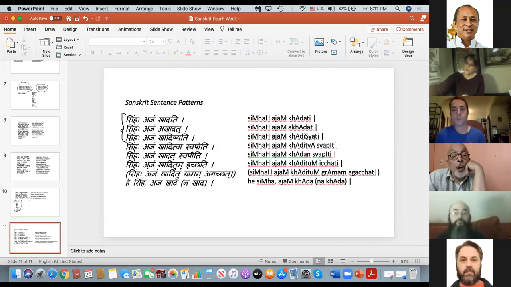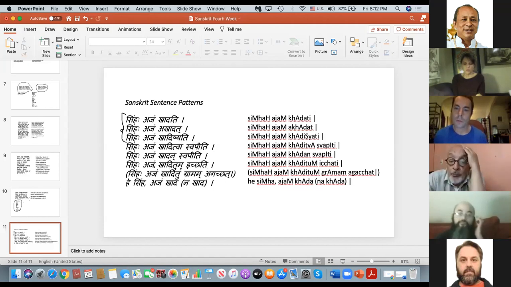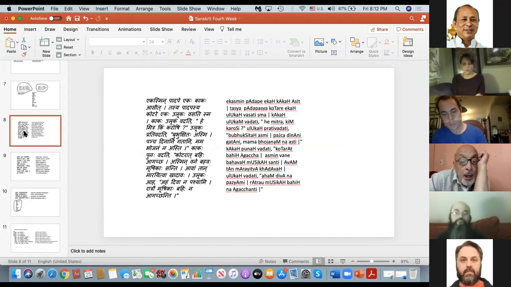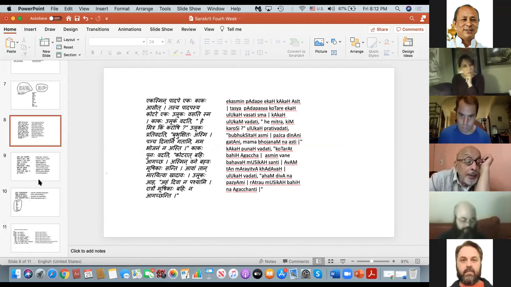So here too, the lion wants to eat. Ichhati wants to eat, likes to eat a goat. The lion likes or wants to eat a goat. Khaditum. So from khadati, we can have khaditum, drashtum, gantum. What else do we have? Sanskrit sentences. Bhaktum, agantum, like that.